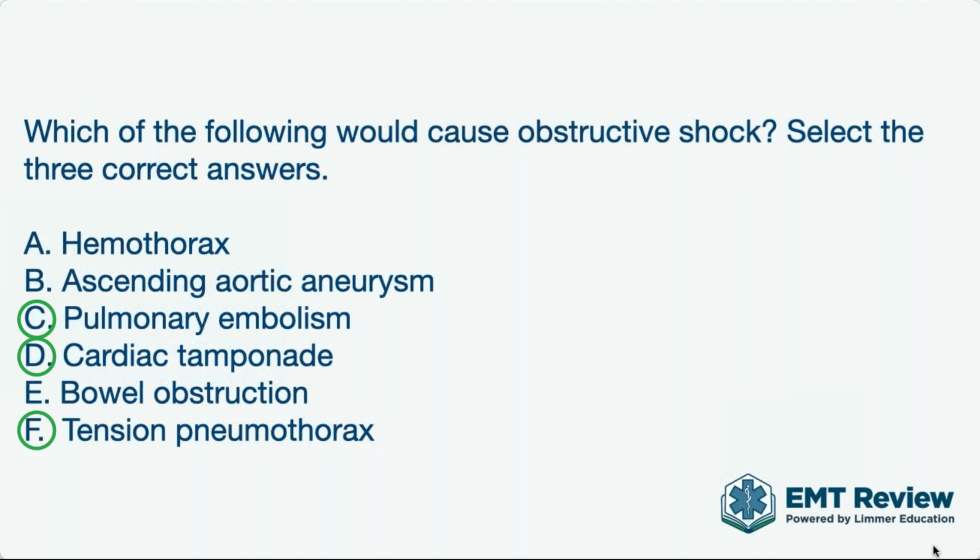Hemothorax would cause hypovolemic shock, low volume shock. If the ascending aortic aneurysm ruptured, that would cause pretty rapid hypovolemic shock. Pulmonary embolism blocks blood flow. It's one of the medical causes of obstructive shock. Cardiac tamponade and tension pneumo are.